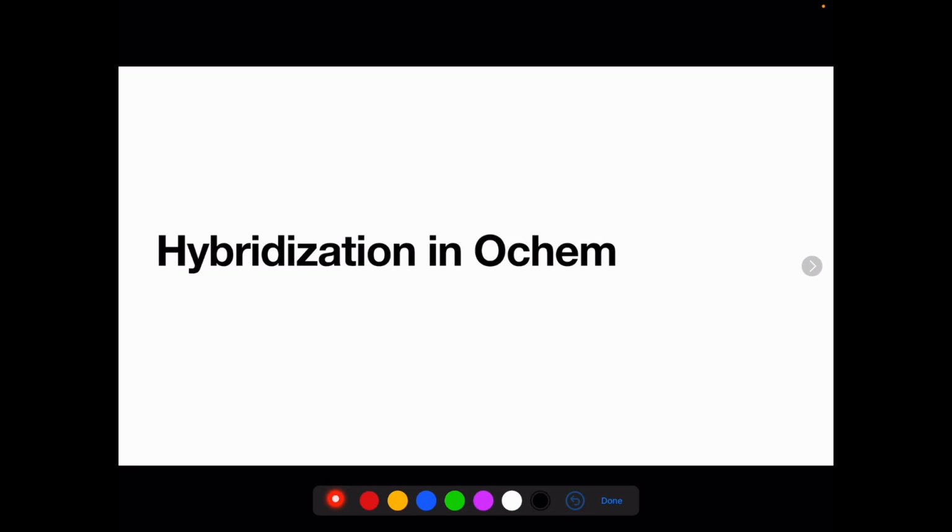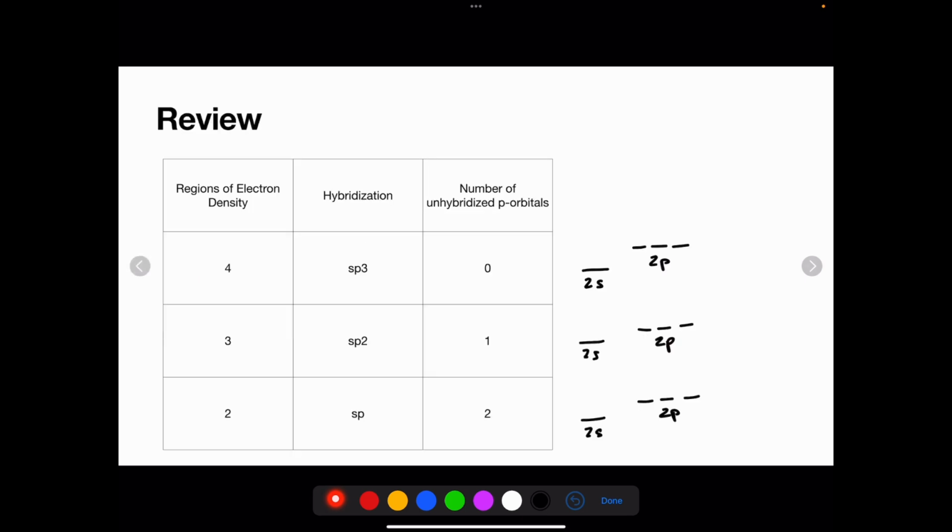Hey everyone, today we're going to be talking about hybridization in the context of Ochem. To review, hybridization is based on the number of regions of electron density. Any bond, a single, double, or triple bond, as well as a lone pair, each count as a single region of electron density. Let's look at the n equals 2 level for an unhybridized atom.